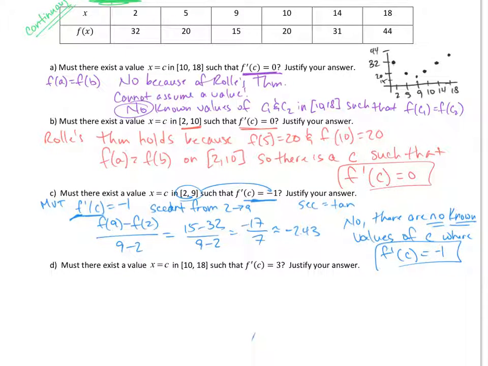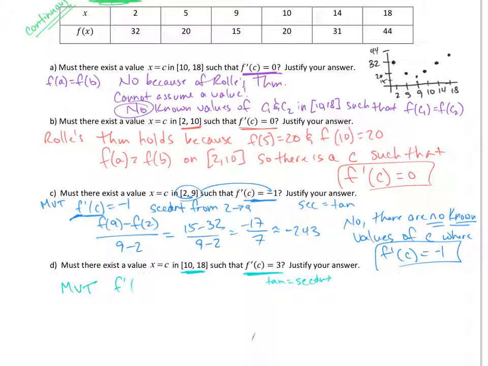All right, moving on to part D. Must there exist a value x equals c in 10 to 18 such that f prime of c equals 3? So now I need the tangent to be 3 and the secant to be 3. So let's take a look, and we are looking at from 10 to 18, right in there. So I need to see if this secant connecting these two, if I could find a tangent that will be equivalent to that. Well, let's go ahead and use MVT again, since I have a slope given to me.